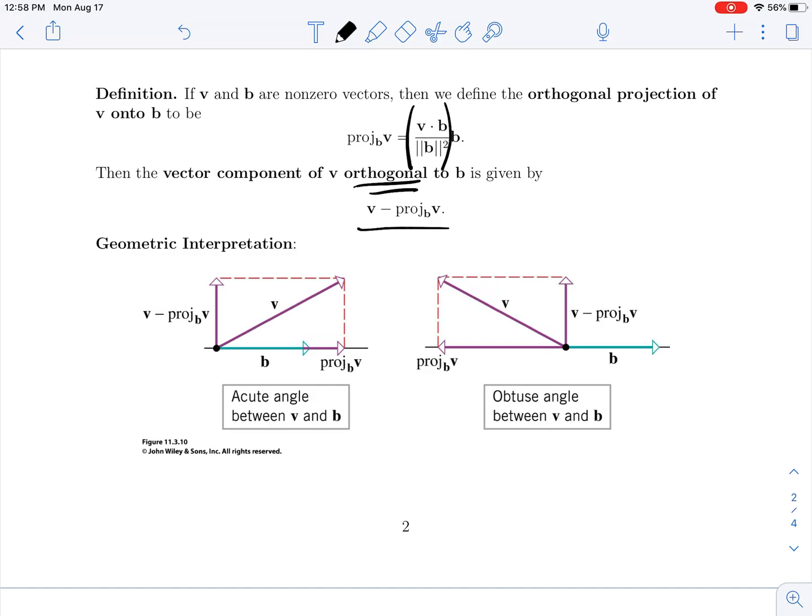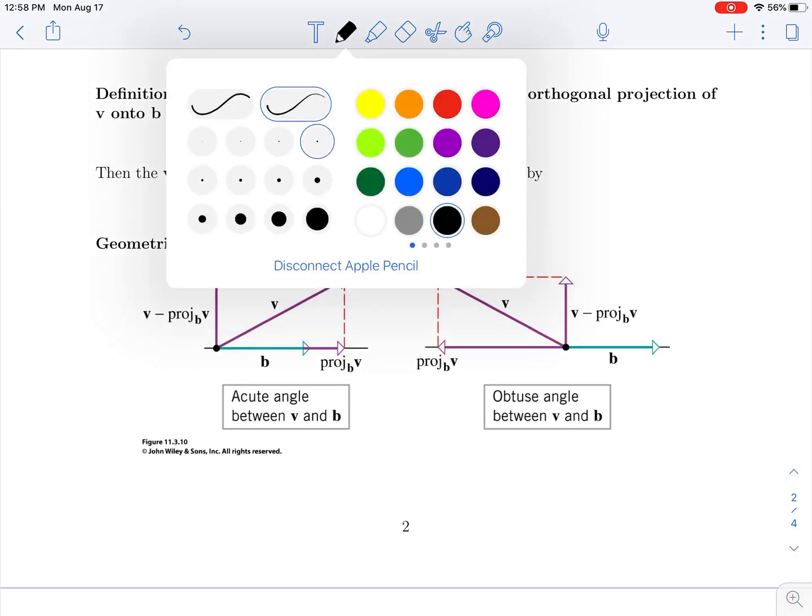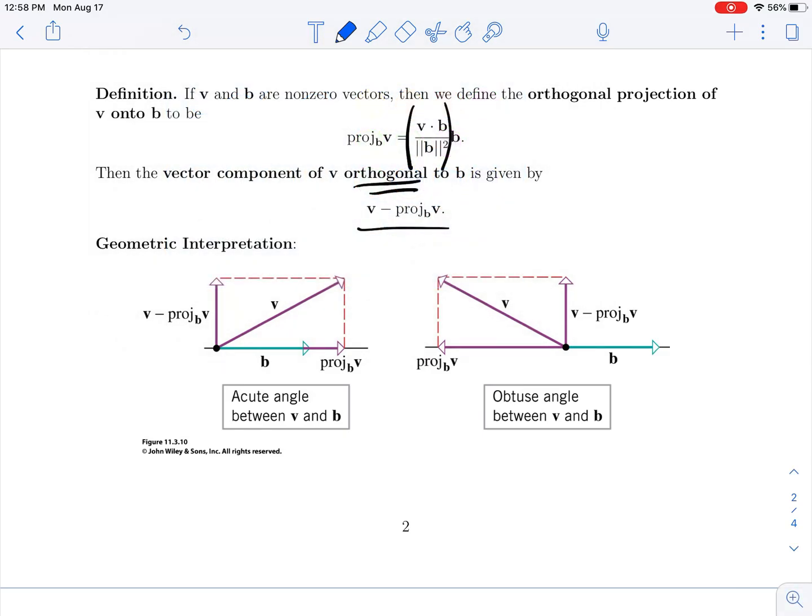Again, many of you guys have taken a physics or statics course where you've worked with vector components. Typically what you're doing is you're finding a horizontal and vertical component. The only difference here is instead of projecting onto the x or y axis, we're projecting onto some other vector b, which may or may not be parallel or perpendicular to one of the coordinate axes. So let me kind of change colors here so that it matches.